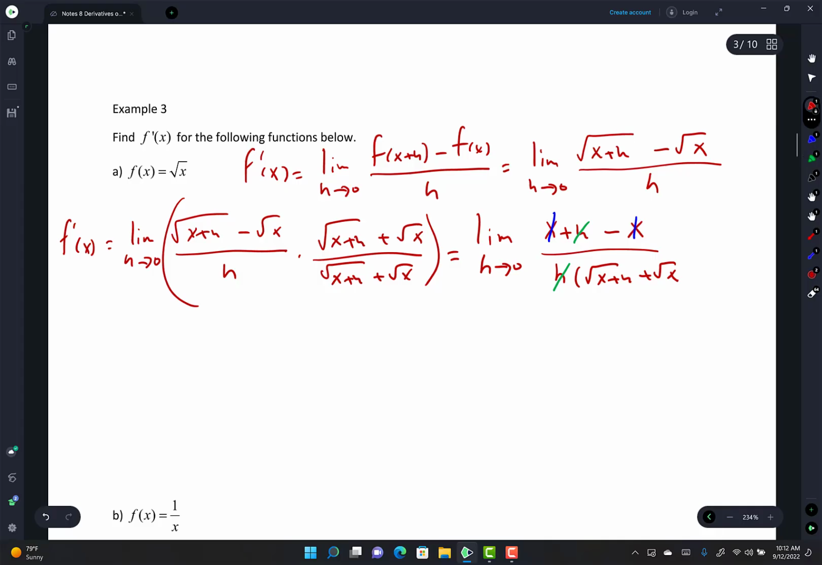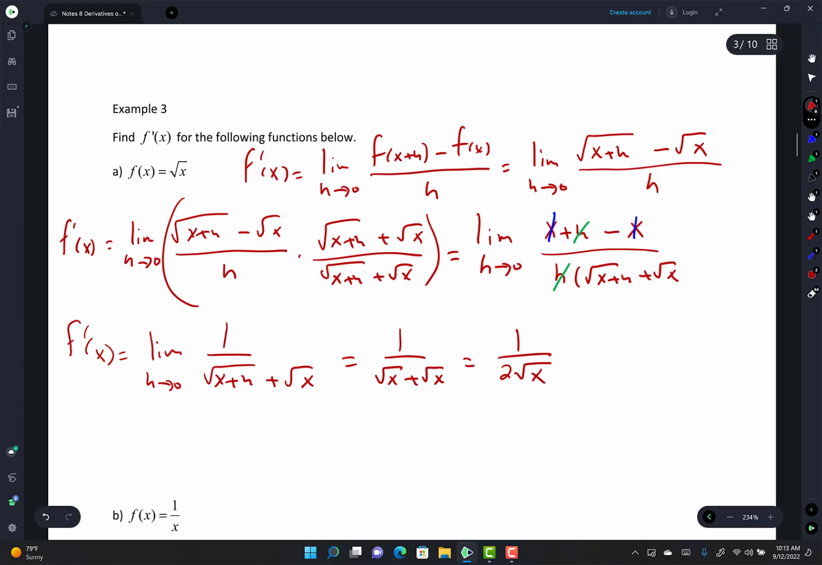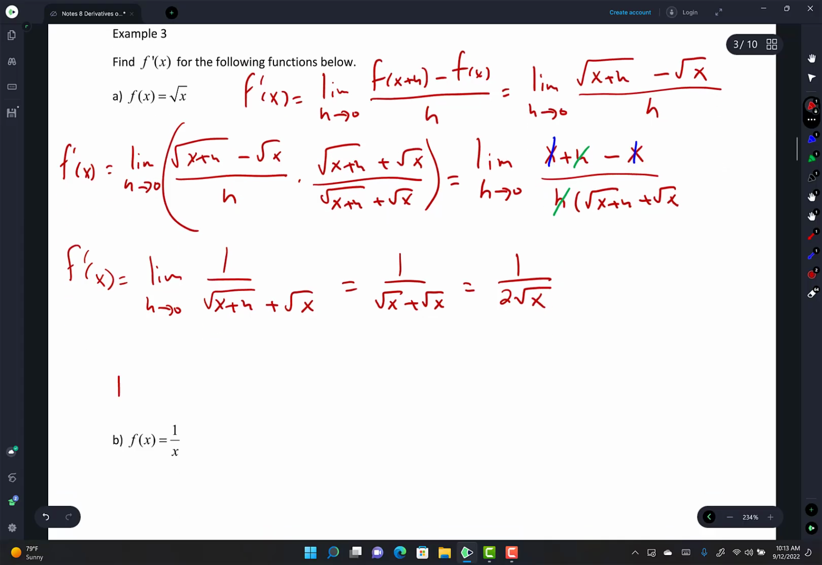Yeah. And now you can do direct substitution. H is approaching 0, so now here's what I have. F prime of x is equal to limit as h approaches 0 of 1 over square root of x plus h plus square root of x. H is approaching 0, so you get 1 over square root of x plus square root of x, which is the same thing as 1 over 2 square root of x. So finally, the derivative of square root of x is nothing more than 1 over 2 square root of x.